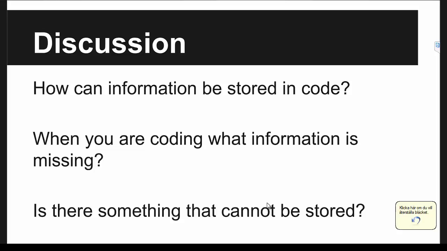So let's take a couple of minutes, like 2-3 minutes, and just discuss other ways than identifiers that we can store information in code. And when you're coding, what information is missing? When you have been coding, you've done some of my programming assignments where you get code from me. What did you miss? What was lost? What did you need to derive? What did you need to debug, to find? And the last question, is there something that cannot be stored?